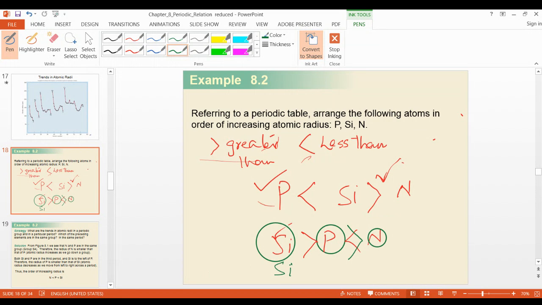So we can write another one to clarify: silicon is greater than phosphorus, which is greater than nitrogen. Is it clear now? Any question? If any confusion, please ask me. Select any other elements. Okay, I will select now oxygen, sulfur, and arsenic. Tell me, please.